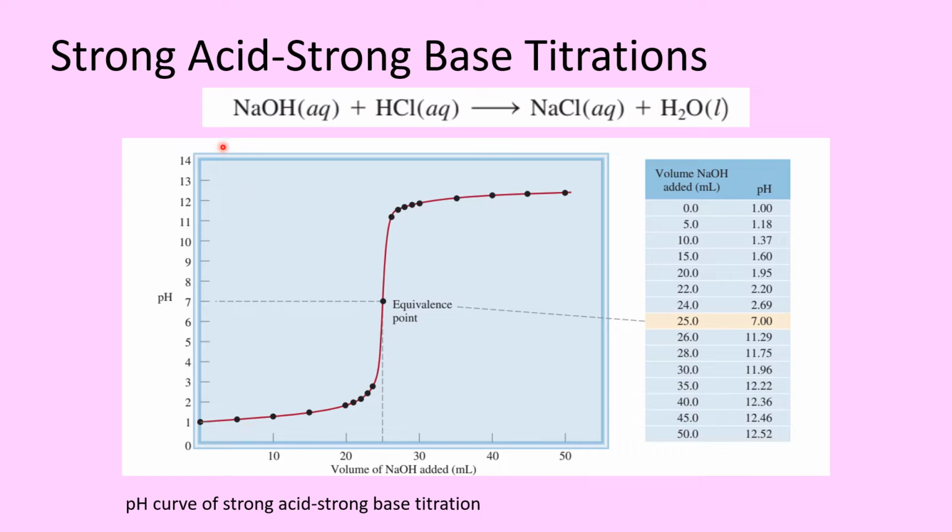So the reaction is between a strong acid and a strong base as represented by this equation. Suppose we have reacted sodium hydroxide as our strong base and hydrochloric acid as our strong acid. So here in this titration, the titrant is the strong base, which is sodium hydroxide, and the analyte is hydrochloric acid as our strong acid.